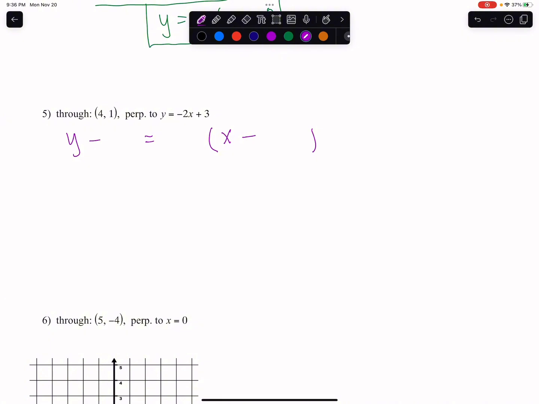So remember, this is still x1, y1. So my x1 is going to go back here, 4. y1 is going to go here, 1. But I need to find something that's perpendicular to negative 2. Okay? First things first, opposite sign. So I got to switch the sign to a positive. And because this is negative 2/1, technically, when I flip the fraction, it's going to become positive 1/2.